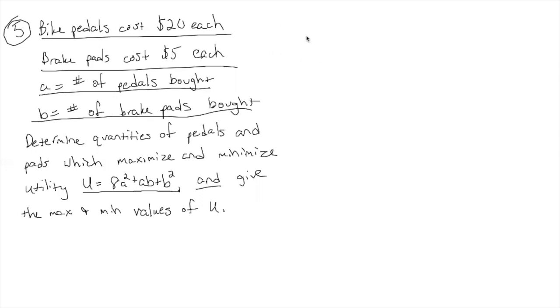Okay, so first of all, we notice. Oh, I forgot to write down one more thing. I'm sorry. We spend $1,000. So that's another piece of important information. So because we spend 1,000 and the cost of bike pedals is 20, cost of brake pads is 5, and we have these variables already defined, we have our constraint equation already.